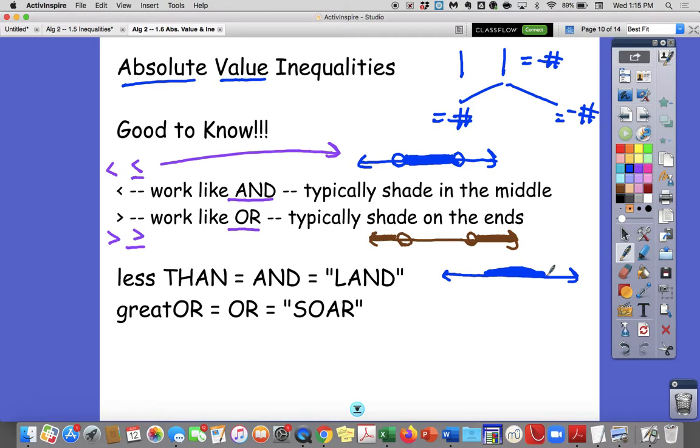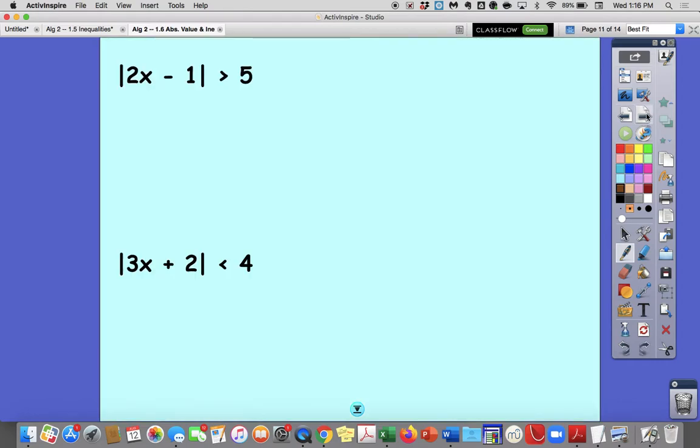And then greater is or, you soar. Think about a bird and the wings on a bird. They're on the ends. It's kind of silly, but it might help you remember how this is going to work. And if that doesn't make any sense or you don't want to keep up with it, that's fine. You can look at the math, and the math is going to tell you what to do every time. So let's start going through these.